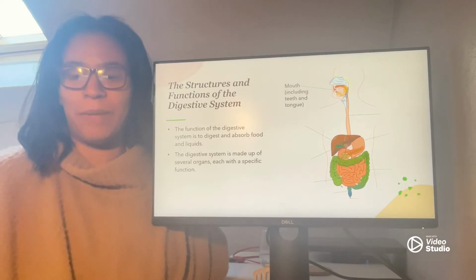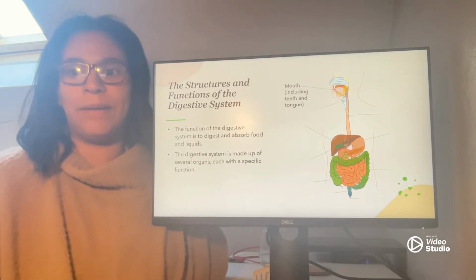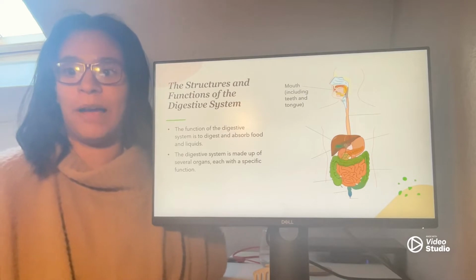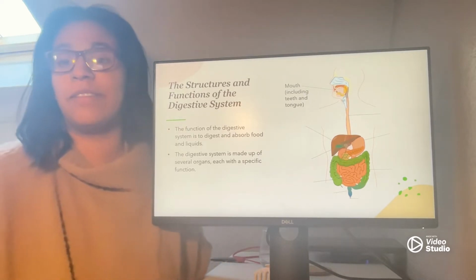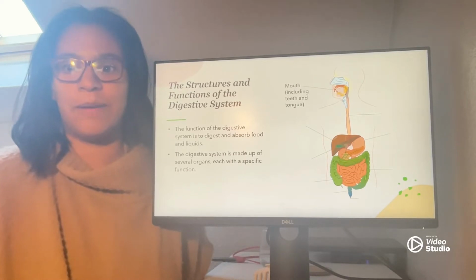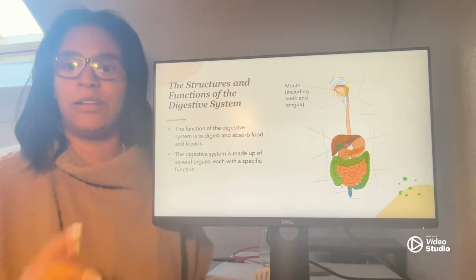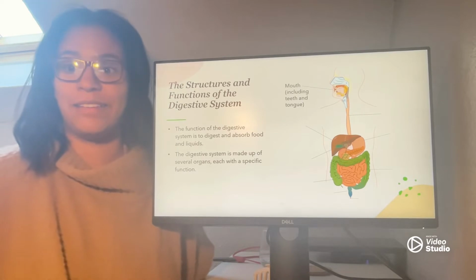Firstly, the mouth works by mechanically breaking down the food we eat. We do this with our teeth. The incisors bite while the canines tear food into small pieces. Additionally, the tongue mixes food with saliva in a process called mastication, which rolls the food into a bolus to pass it down into the esophagus.